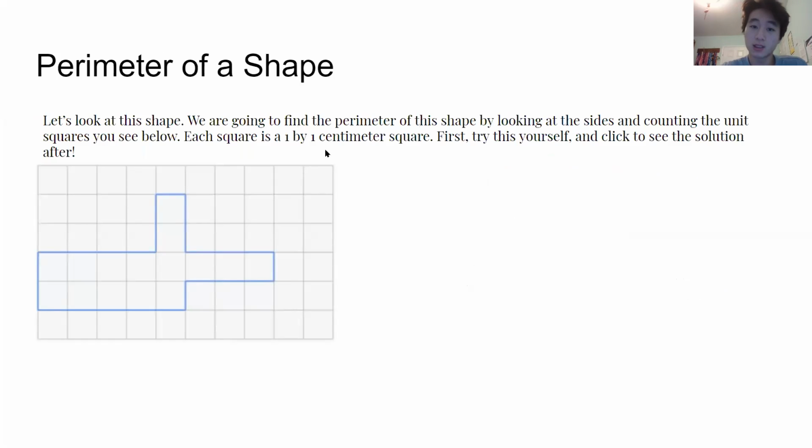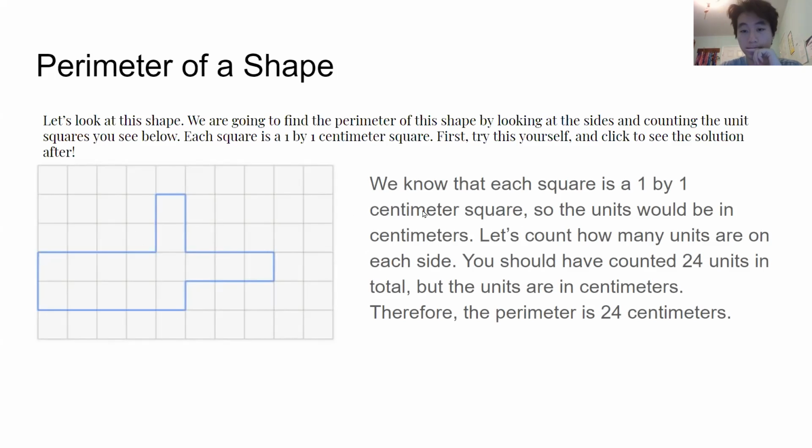So let's look at this shape. So we're going to find the perimeter of the shape by looking at the sides and then just count the unit squares you see below. So each square is 1 by 1 centimeter. So just find the perimeter of this. 4, 8, 9, 11, 14, 15, 18, 19. Okay, so here we know that we just count, each one of the sides is 1 centimeter. So we just add them all up, and then the perimeter is 24 centimeters.